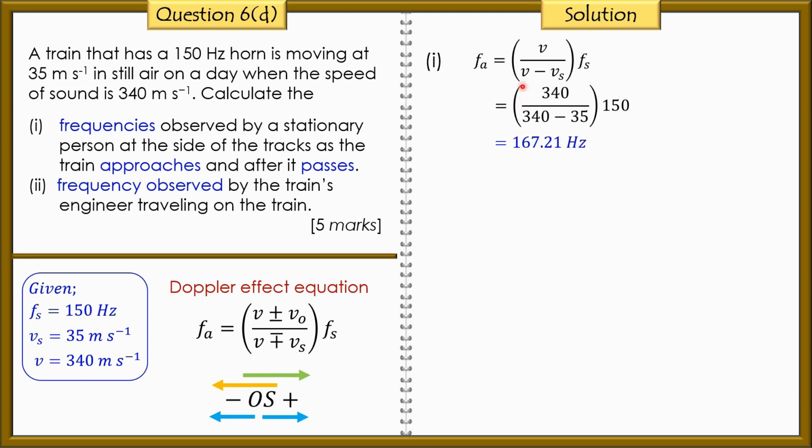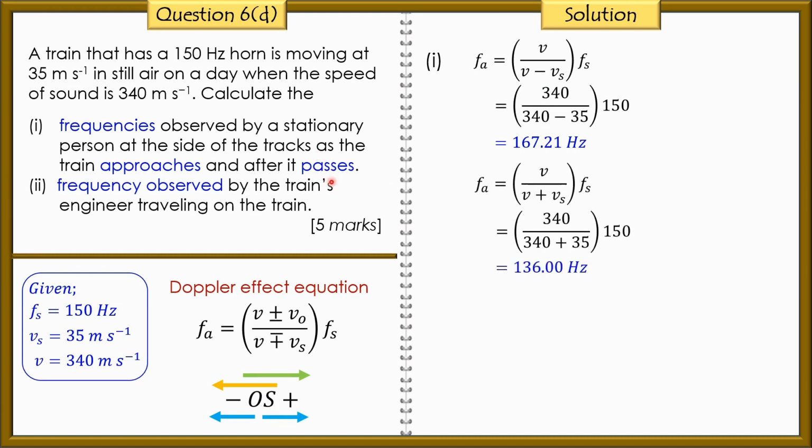Because of that, referring to the Doppler effect equation, the apparent frequency heard by the observer when the source is approaching is V divided by V minus Vs times Fs. When you substitute all the values, you will get the apparent frequency equal to 167.21 Hz.